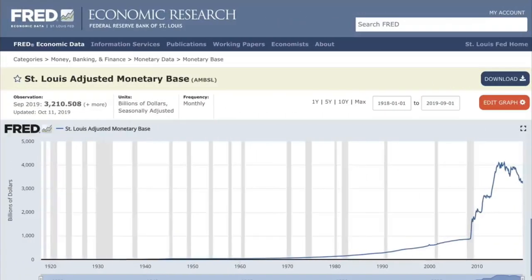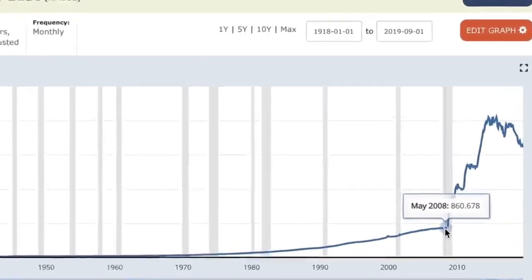What is going on with the world economy? I've shown this chart a million times. This is base currency in the United States going all the way back to January of 1918. And it took all of those years to print about $850-860 billion. So basically that's 0.85 trillion.